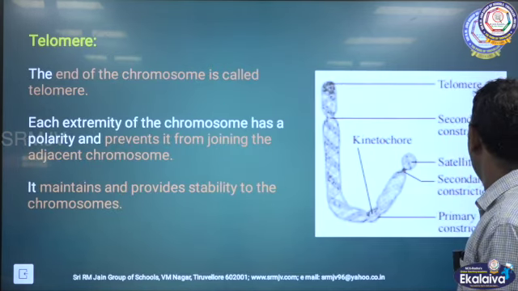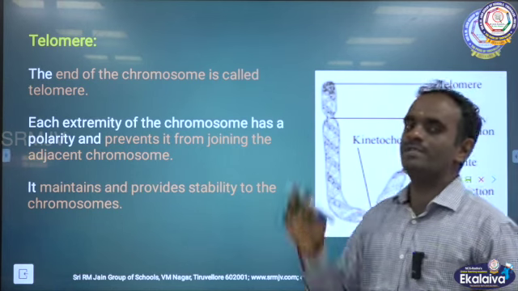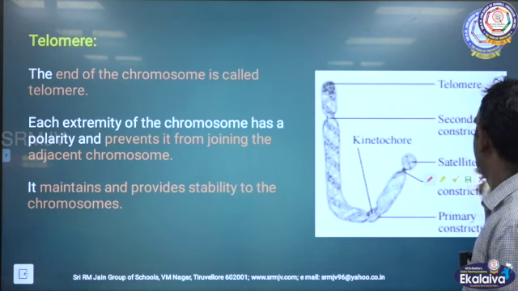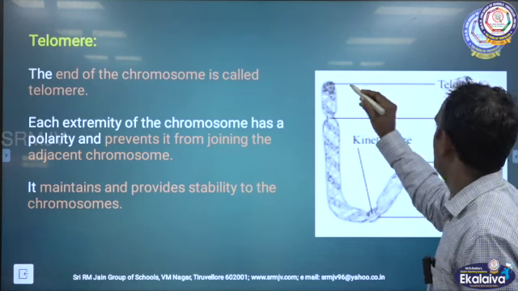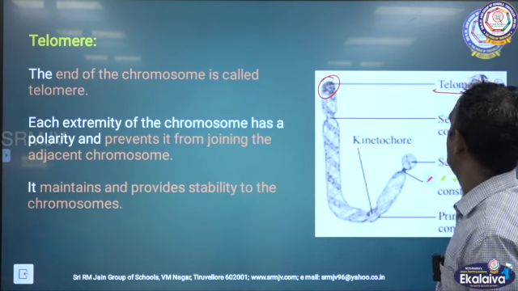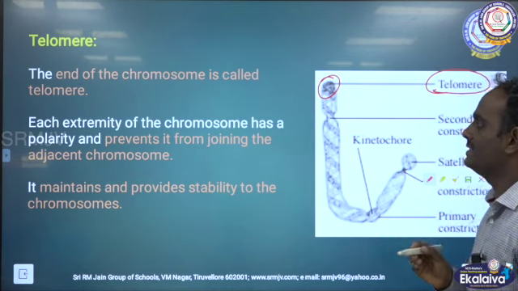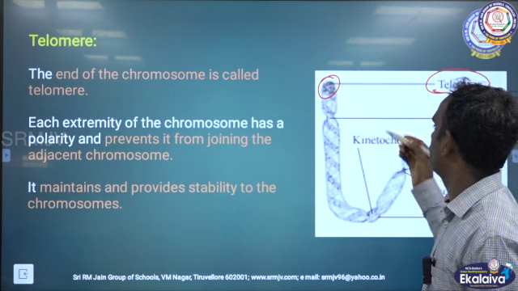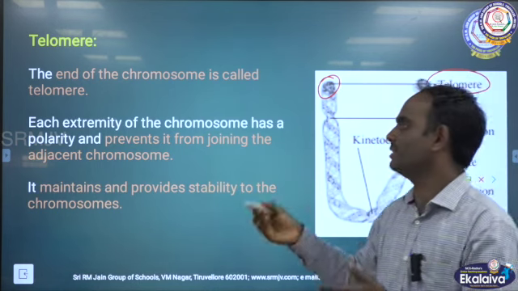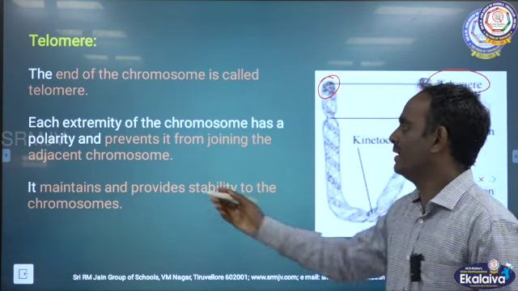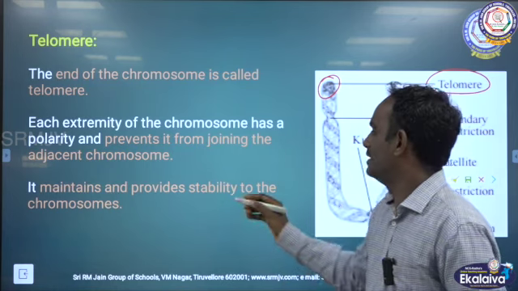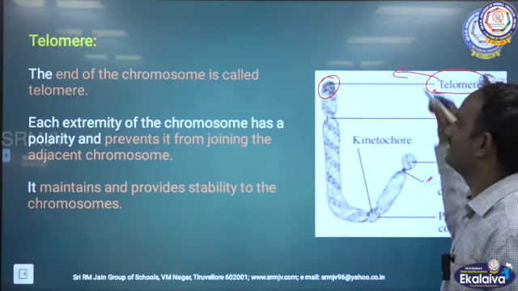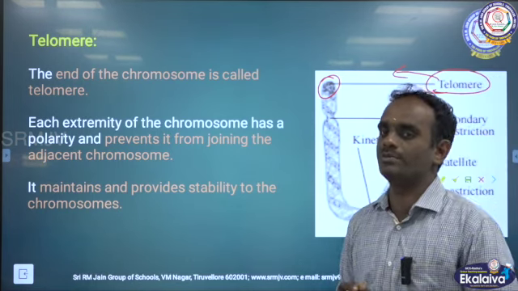Then the third one is telomere. The end of the chromosome is called telomere. See the picture here. The end part of the chromosome is called telomere. Each extremity of the chromosome has a polarity and prevents it from joining the adjacent chromosome. It maintains and provides stability to the chromosome. So this telomere provides the stability to the chromosome.